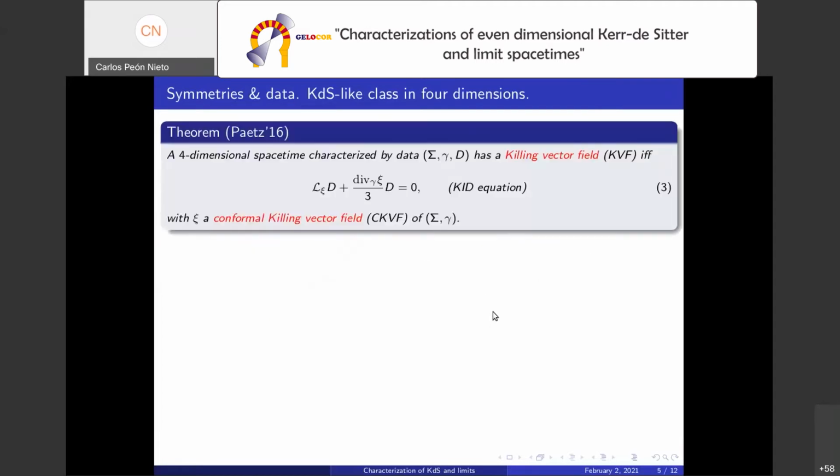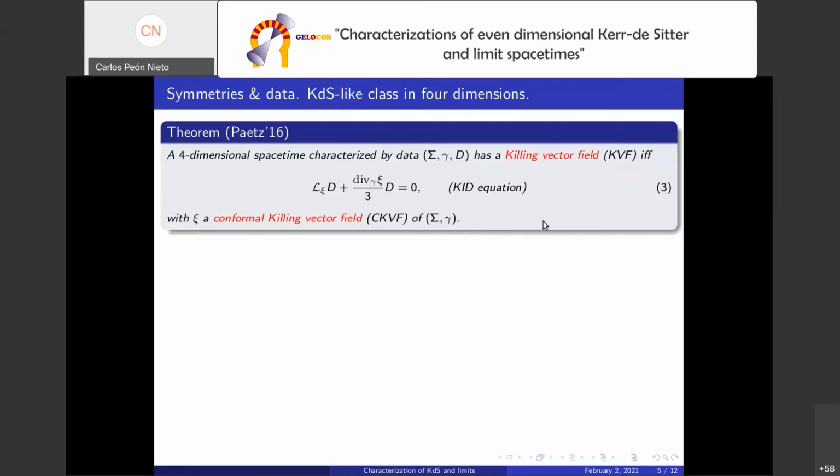So concerning spacetimes with symmetries, we have this theorem by Paetz from 2016, that he has proven that for 4-dimensional spacetimes characterized by data (sigma, gamma, D), the corresponding spacetime has a Killing vector field if and only if this equation, which is called the Killing initial data equation, is satisfied, where this L stands for the Lie derivative with respect to psi, being psi a conformal Killing vector field of (sigma, gamma).